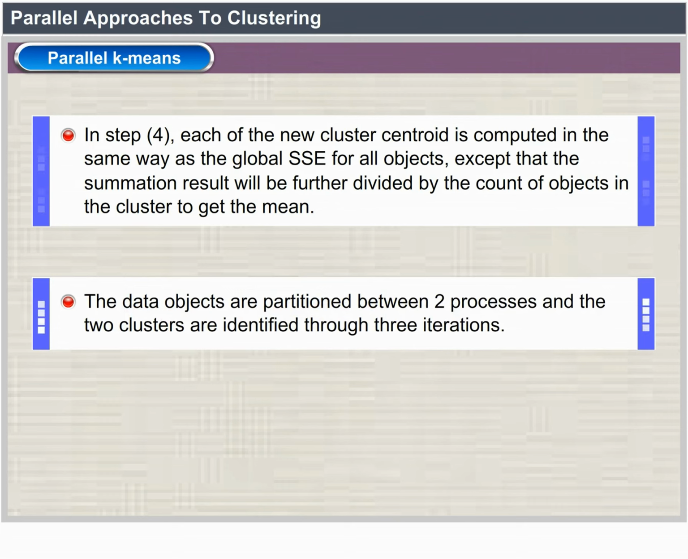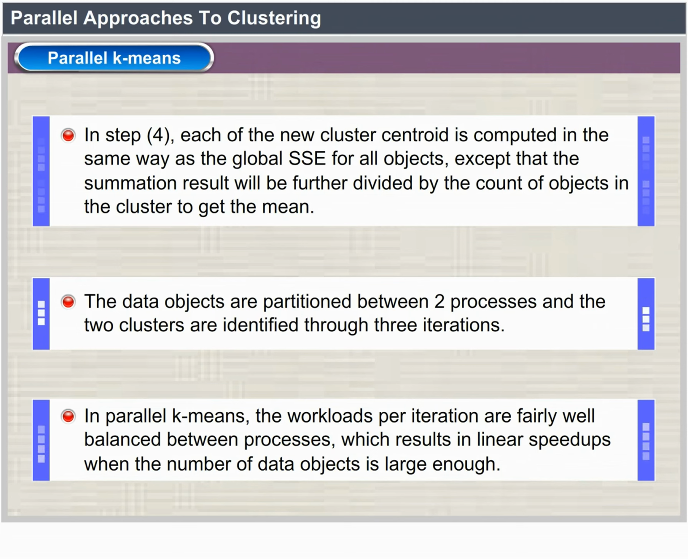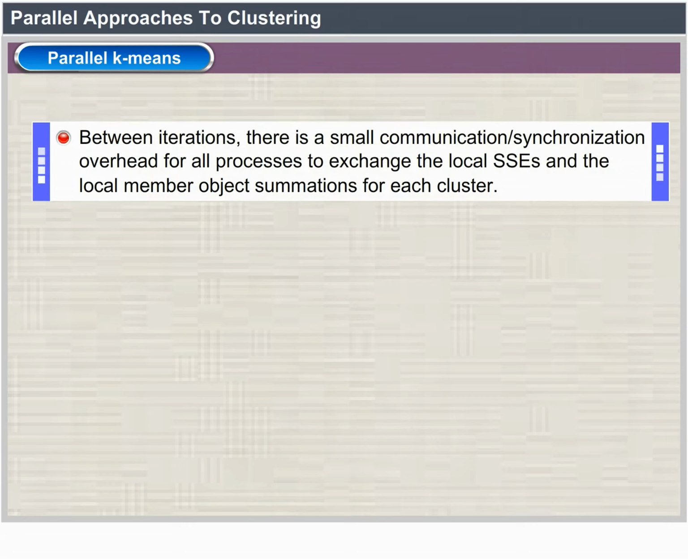In parallel K-means, the workloads per iteration are fairly well balanced between processes, which results in linear speedups when the number of data objects is large enough. Between iterations, there is a small communication synchronization overhead for all processes to exchange the local SSEs and the local member object summations for each cluster.